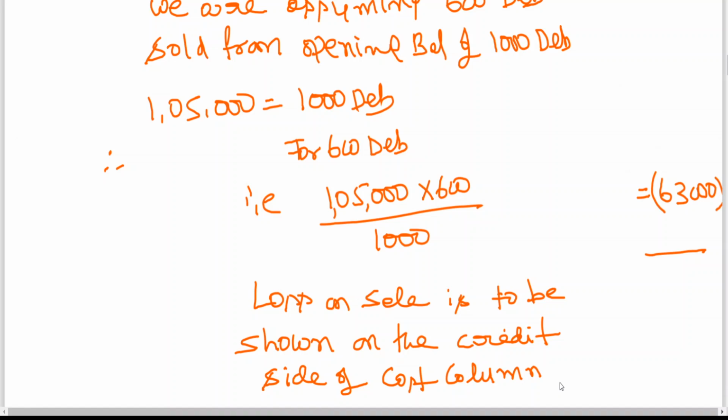Only in this investment account you are having accrued interest. So gross loss you show on the credit side of the trading account. In the plant and machinery account you show loss on sale in the P&L account. In the investment account, loss on sale is shown only in which column? Cost column, not in the interest column. The interest column is also called the income column. So make things very simple.